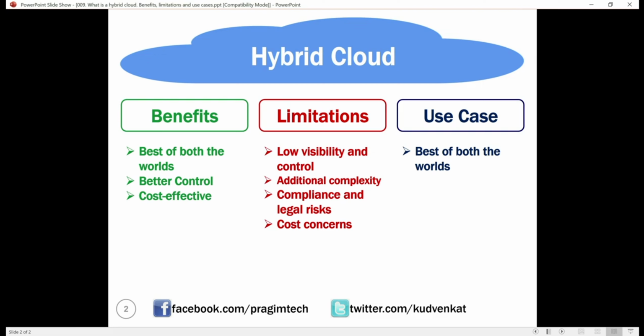So the point that I'm trying to make is a hybrid cloud allows you to switch between different delivery models depending on your client's security and scalability requirements.